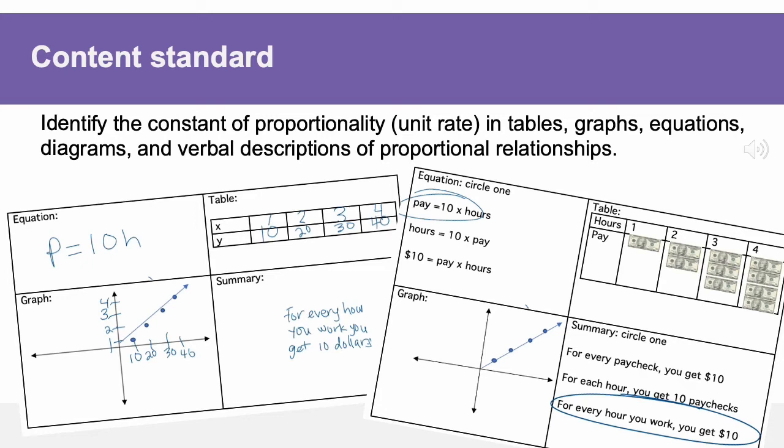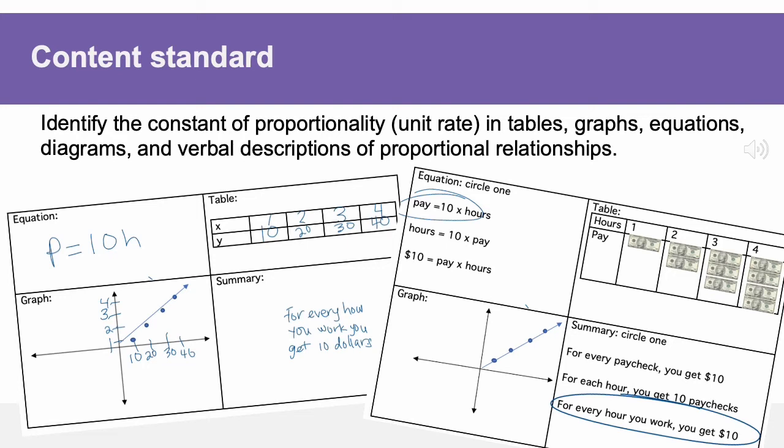The bottom left quadrant is titled Graph and has a printed X and Y axis. The student has handwritten in the line graph, but not the X and Y axis labels. The bottom right quadrant is titled Summary, circle one. There are three choices. For every paycheck, you get $10. For each hour, you get 10 paychecks. For every hour you work, you get 10 paychecks. The student has circled the bottom choice.